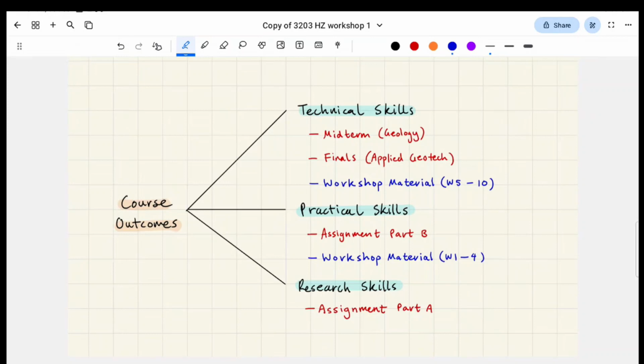Assignment part A and B are a bit different. Part A is like research. You're basically going to be picking an area in the world that you're not going to go to. Like I picked Iceland back when I did this course, and you're just going to research the various interesting geology and geographical features of that area. So I did like some national park in Iceland that had a lot of basalt or whatever.